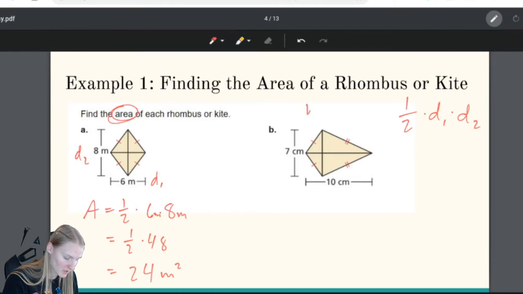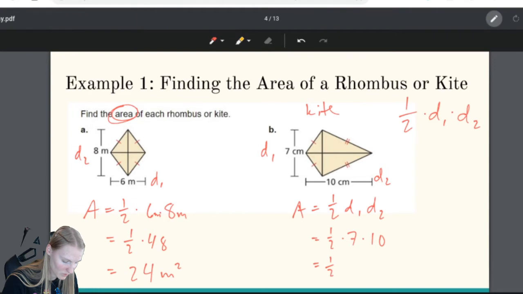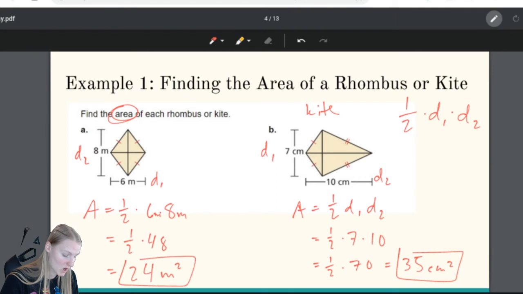Now let's move on to the kite. Area is 1/2 diagonal 1 times diagonal 2. Again, doesn't matter which one is diagonal 1 and which one is diagonal 2. 1/2 times 7 times 10. That's 1/2 times 70, which is 35 units. Centimeters. And we don't have any crazy decimals here, so I can use the equals sign. I don't have to use an approximate.